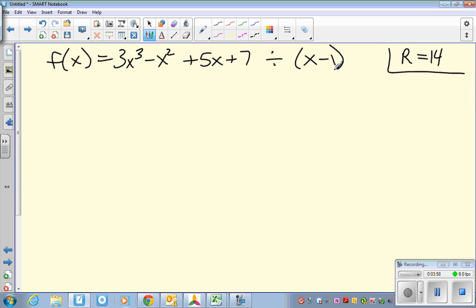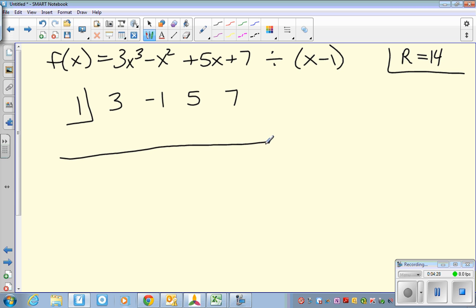So now, if we're checking to see if 1 is a root, because remember it's always x minus root, we're going to put that little 1 in a little box. So it's not negative 1, we're putting 1 because it's x minus 1, x minus root. And so now I'm going to take all the coefficients. The coefficient of x cubed is 3, the coefficient of x squared is negative 1, the coefficient of x is 5, and the constant is just 7.